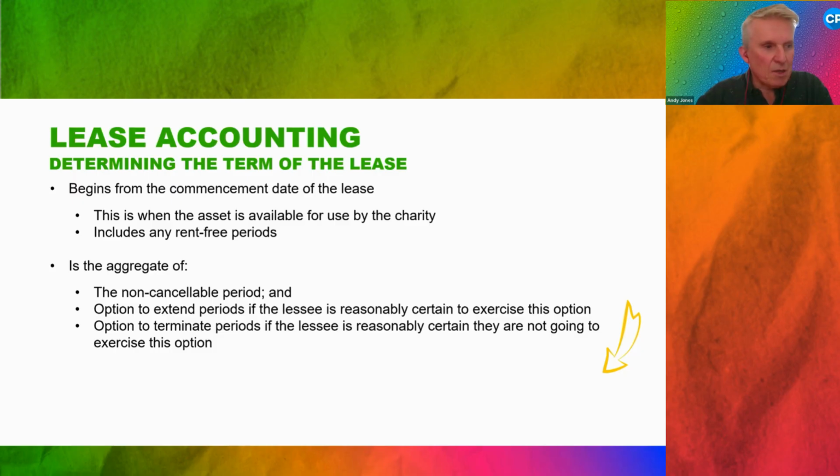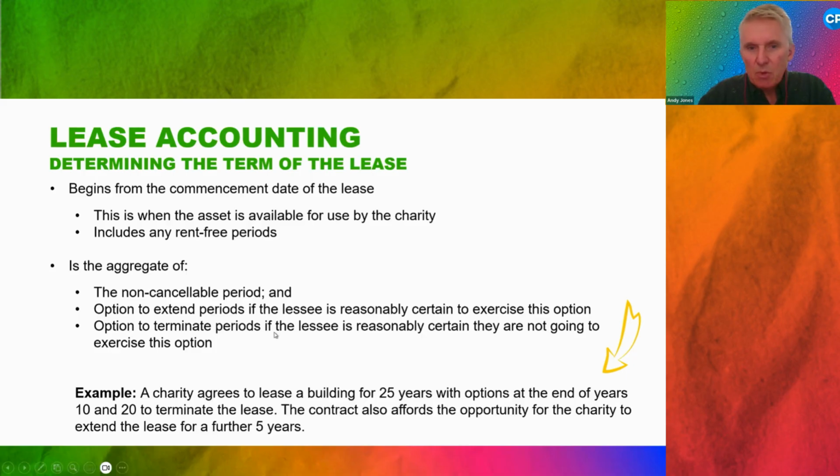So I suppose to put that into an example, and this is an example that's in the SORP. A charity agrees to lease a building for 25 years. There are options at the end of years 10 and 20 to terminate the lease. But then the contract also affords the opportunity for the charity to extend the lease for a further 5 years. So in terms of working out the term of the lease, the first bit, the non-cancelable period, well, that's relatively straightforward. It's that first 10-year period, the first 10 years up to that first option to terminate the lease.